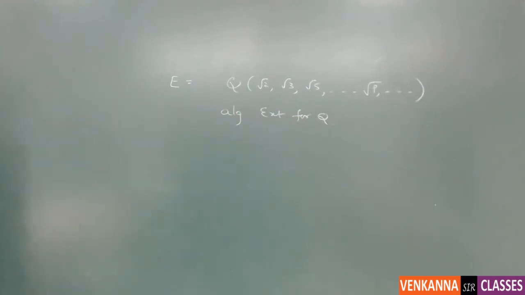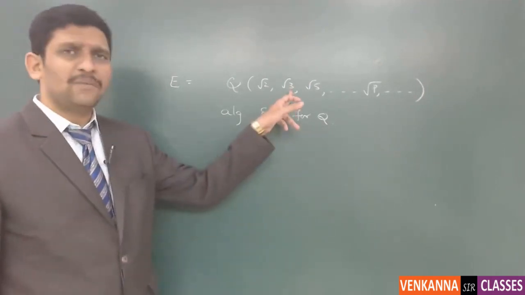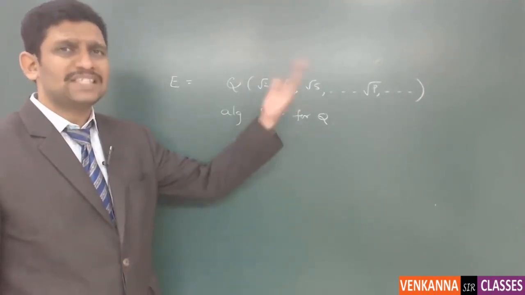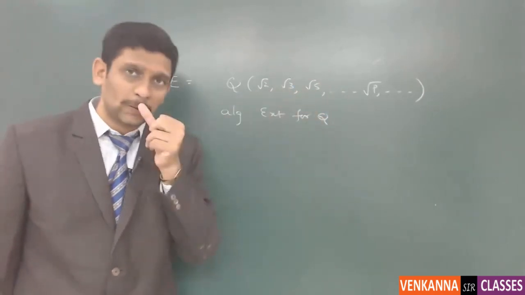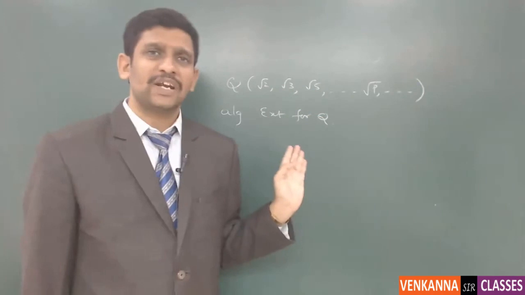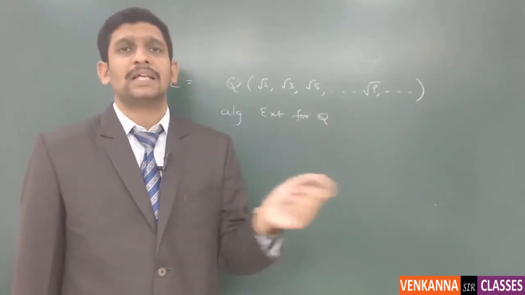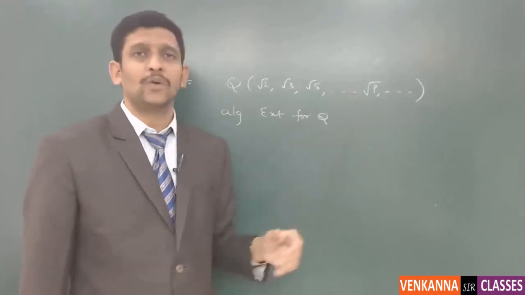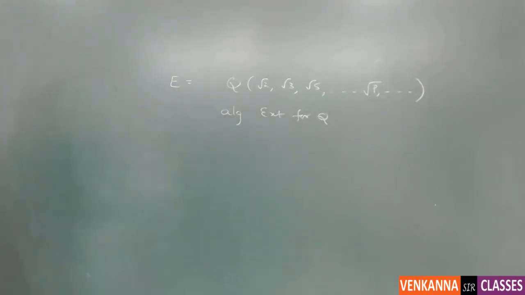This field is an algebraic extension of Q, because every element you consider will satisfy a polynomial over Q. If you take root 2, the polynomial satisfied is x square minus 2. If you take root 3, x square minus 3. If you take root p, x square minus p. This is the polynomial satisfied over Q. Accepted?